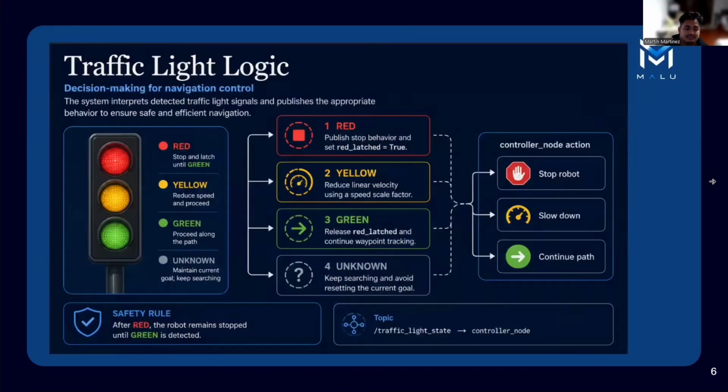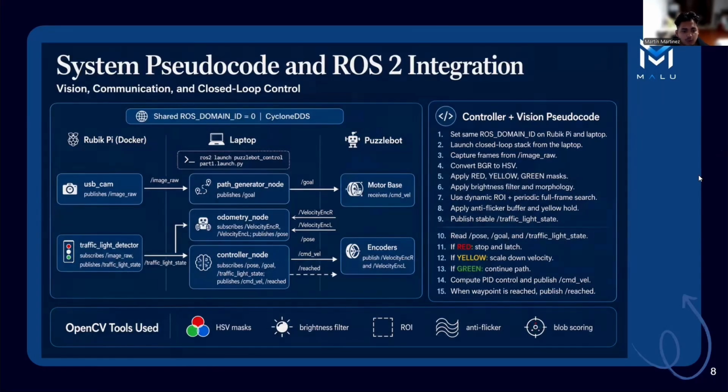The traffic light state is sent to the controller through the traffic light state topic. The controller first verifies that both pose and goal data are available. If the red latch is active, the controller produces zero velocity and keeps the current waypoint. This is important because the robot should not restart the trajectory after a red light. If the robot is turning, the angular PID aligns with the waypoint. If the robot is moving forward, the linear PID controls the distance error, while an angular correction reduces heading error. When yellow is detected, the velocity is scaled down. When the waypoint is reached, the controller publishes reached and waits for the next goal.